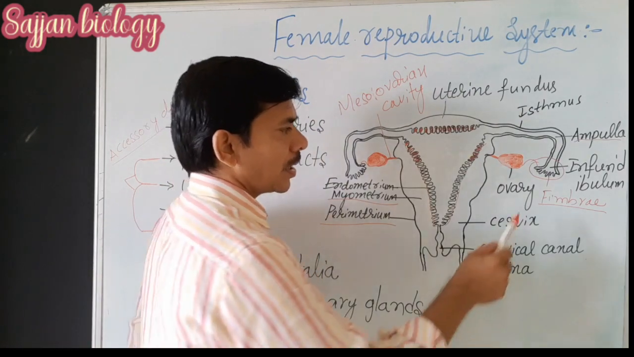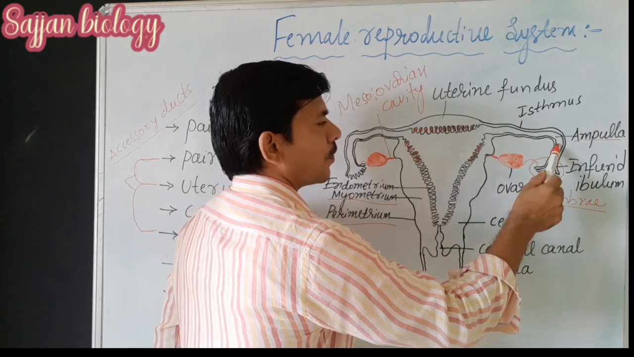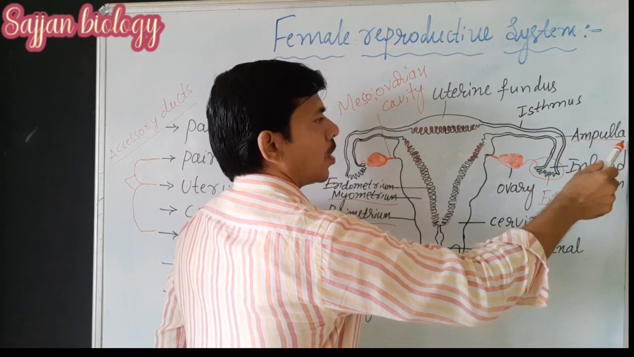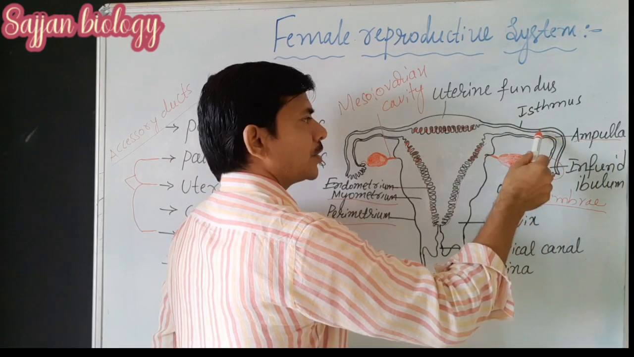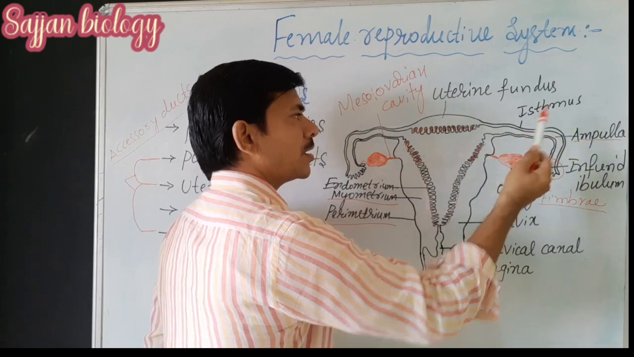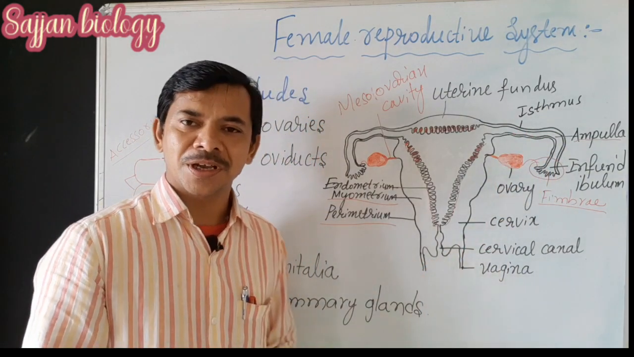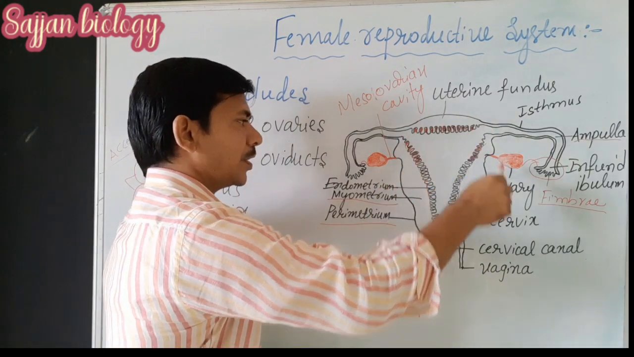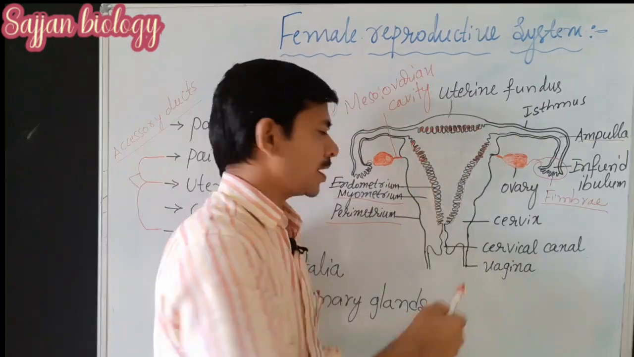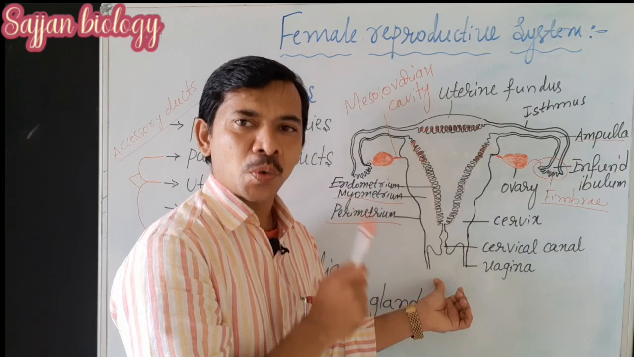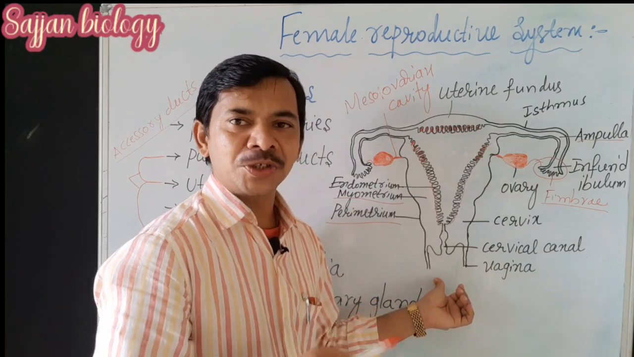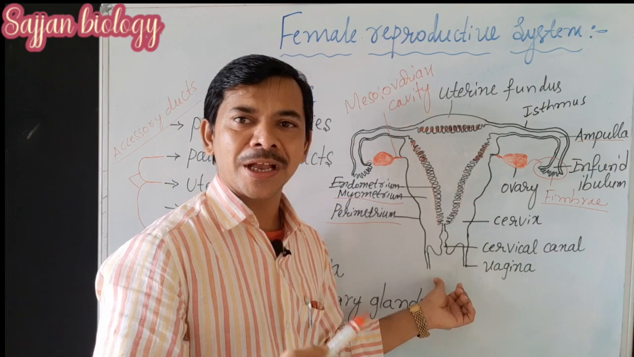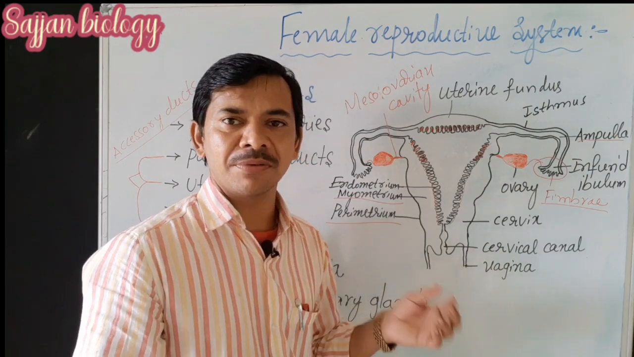And the infundibulum leads to the wider part called the ampulla, and its continuation, which forms a narrow lumen, is called the isthmus. Then we are going to discuss in detail the uterus. The uterus is also called the womb, and the shape of the uterus appears like an inverted pear shape.